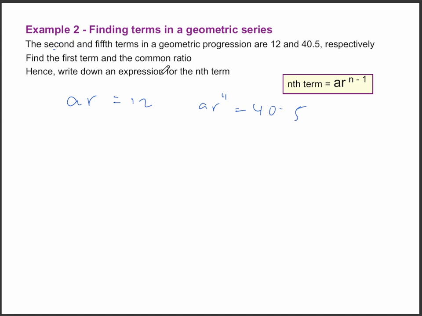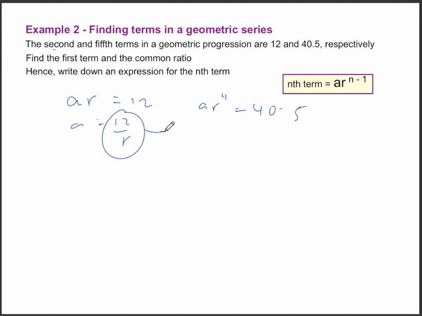We solve it simultaneously. Obviously, we cannot use elimination, as we said in our first class of quadratics. Nonlinear equations can be only solved using substitution. So we can substitute A or R. Let's just substitute A in this. So make A the subject. So A equals 12 over R.